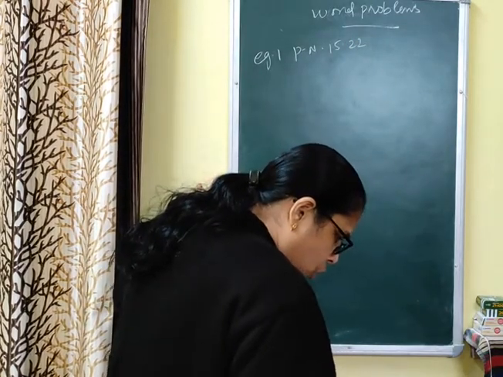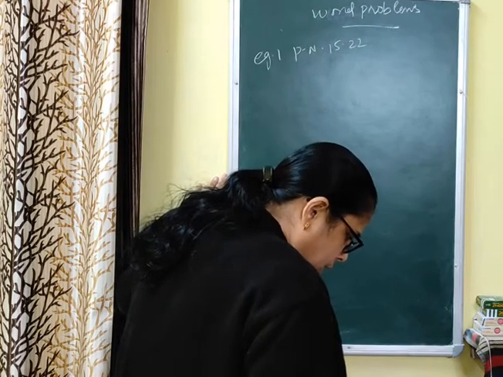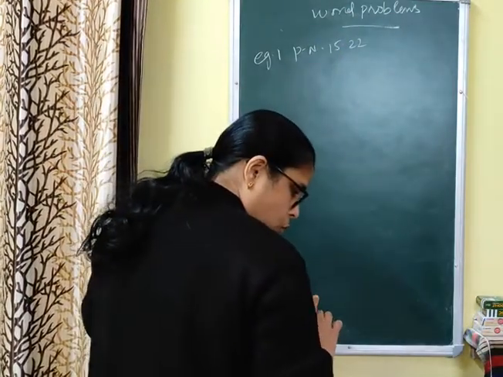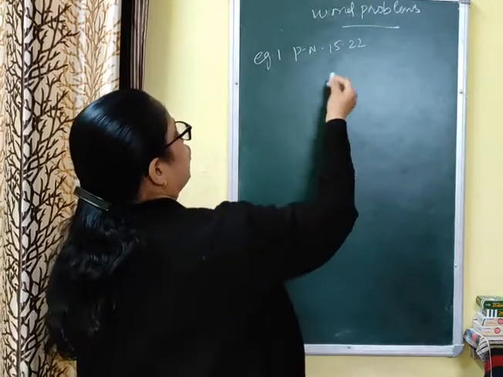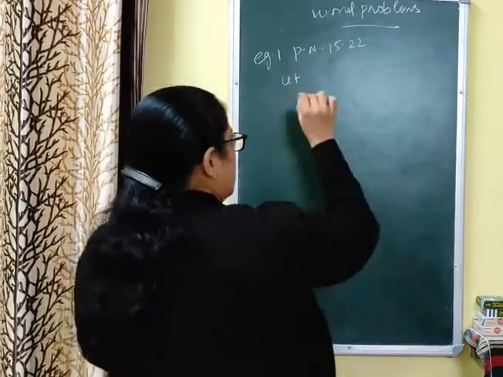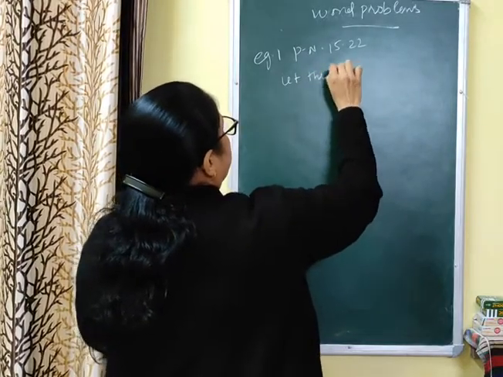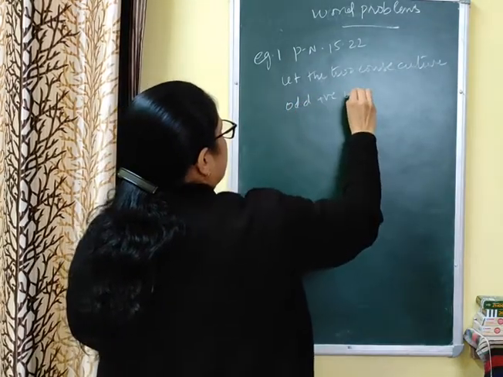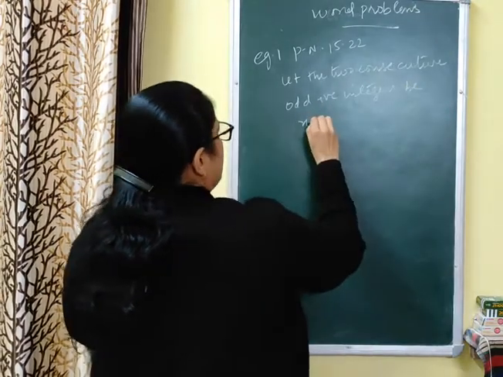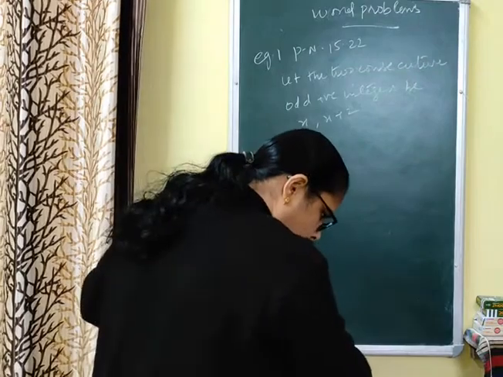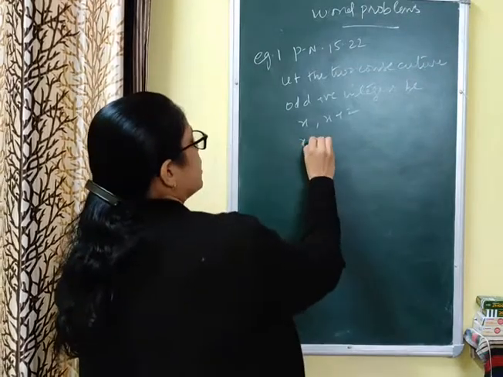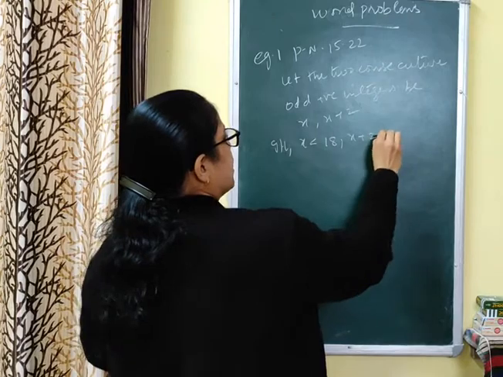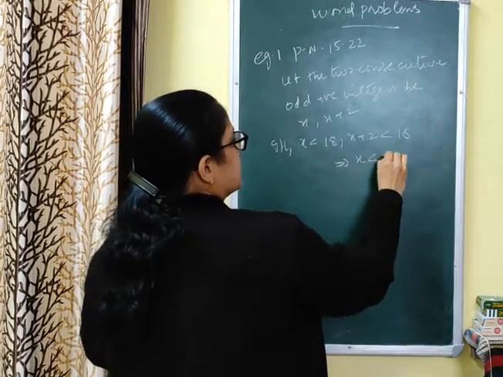Find all pairs of consecutive odd positive integers, both of which are smaller than 18 and their sum is more than 20. Odd positive integers are asked, both should be less than 18, and the sum should be more than 20. So for odd, you have to add 2 to get consecutive integers. Let the two consecutive odd positive integers be x, x plus 2. You are given that both are less than 18. That is x less than 18 and x plus 2 less than 18. That implies x should be less than 16.